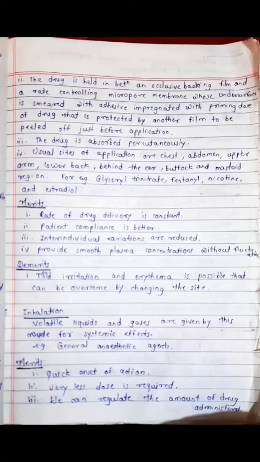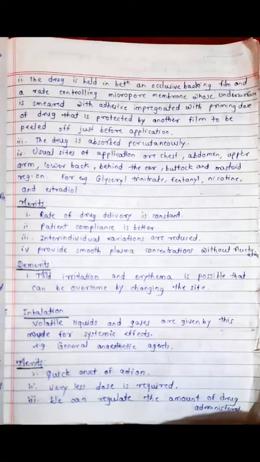Examples of this cutaneous route are glyceryl trinitrate, fentanyl. Then merits: rate of drug delivery is constant, patient compliance is there, inter-individual variations are reduced, provides smooth plasma concentrations without fluctuation. Demerits: mild irritation and erythema is possible, which can be overcome by changing the site.